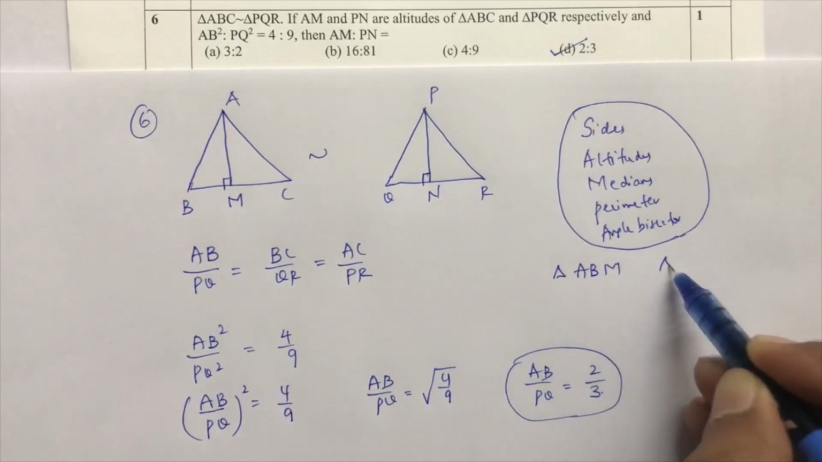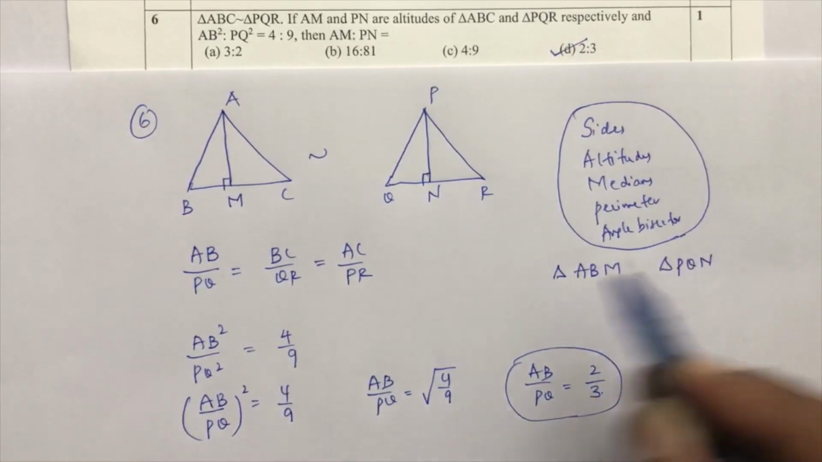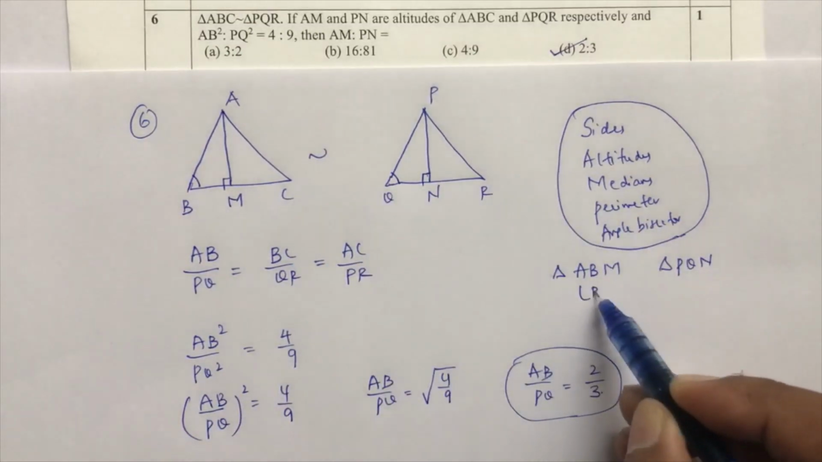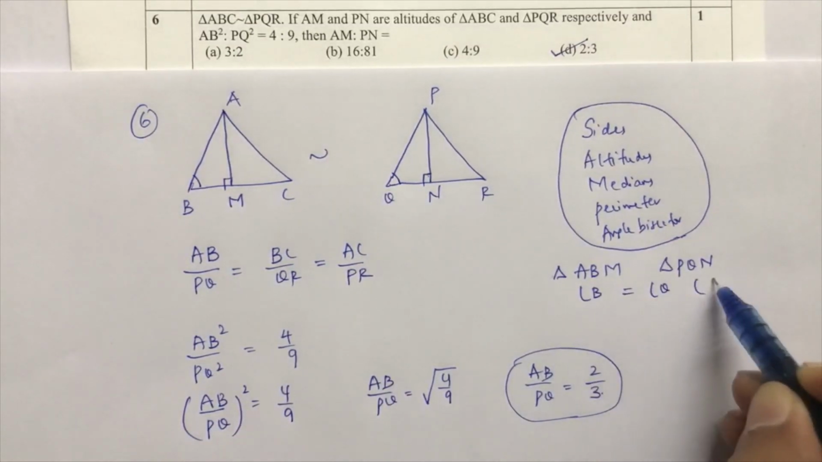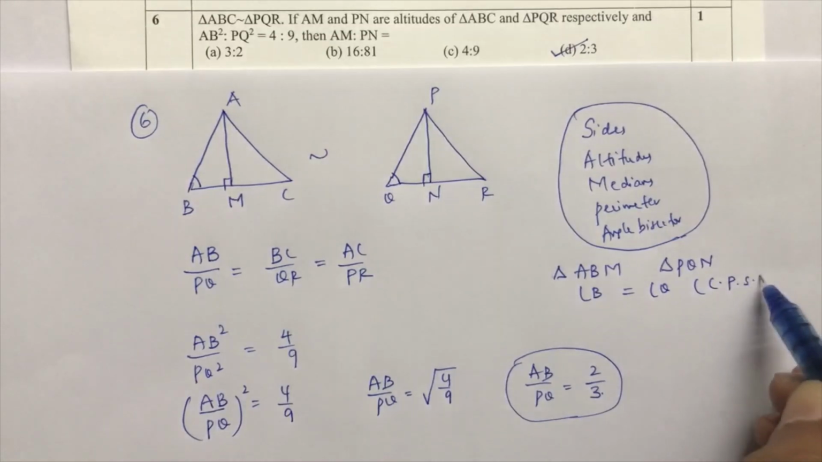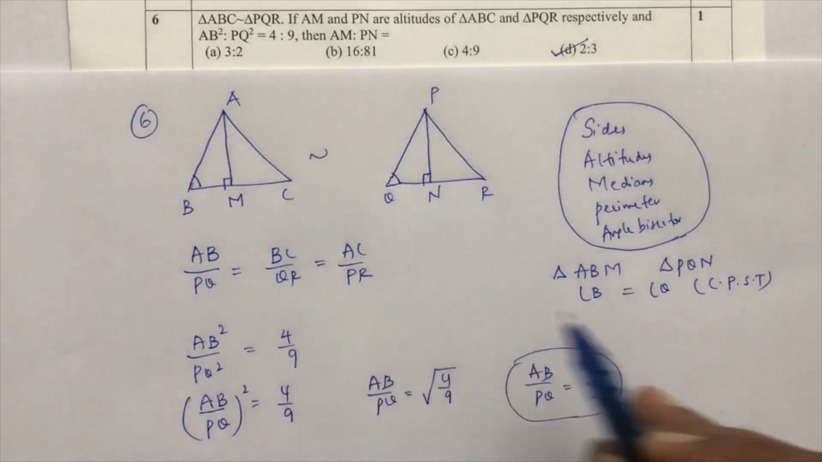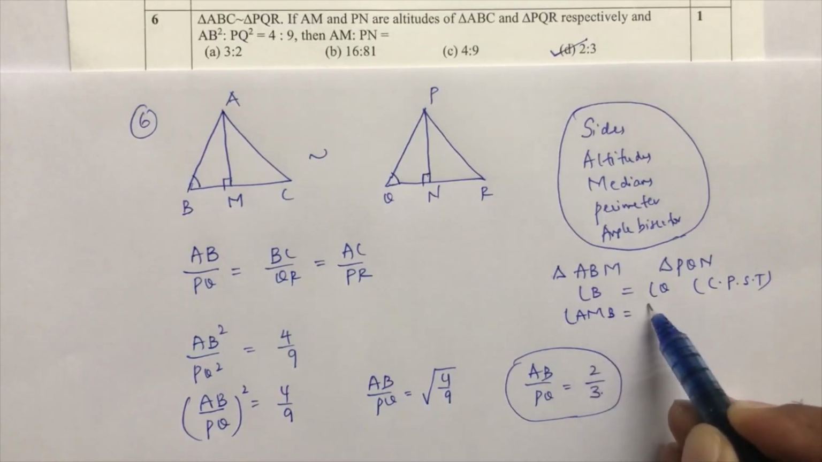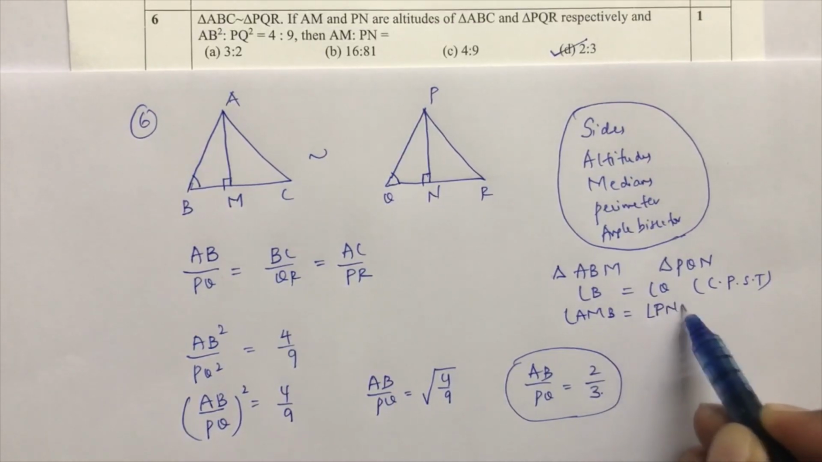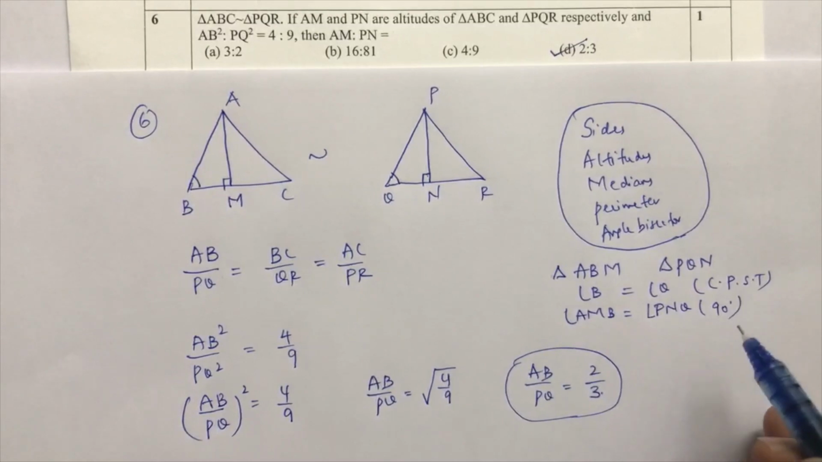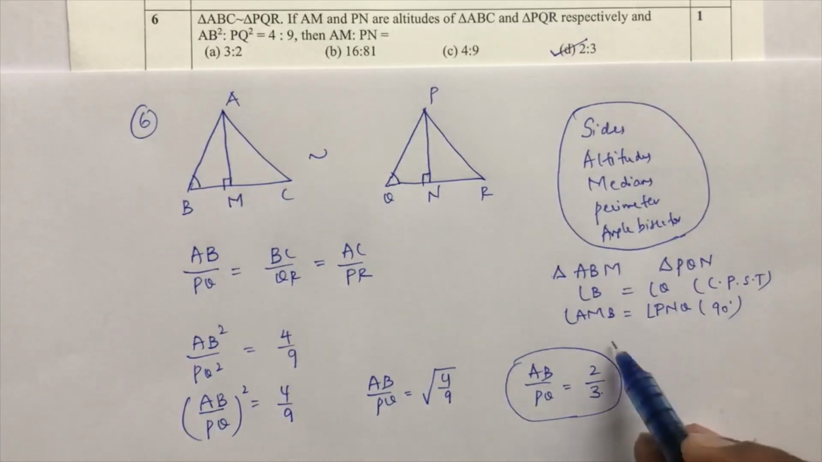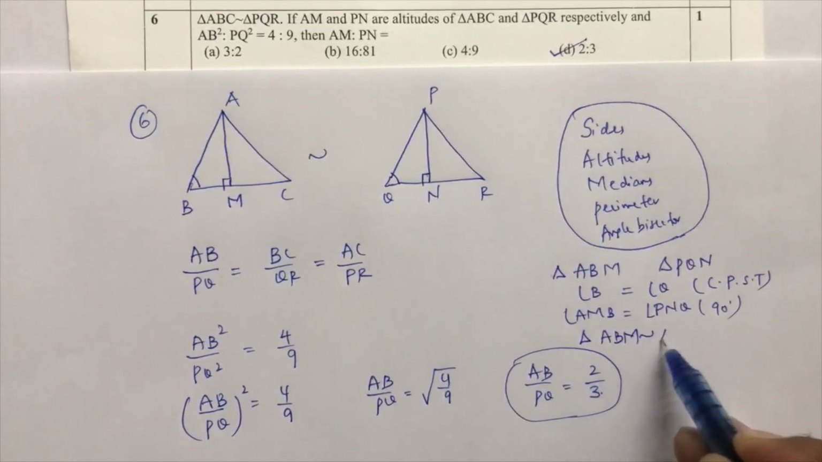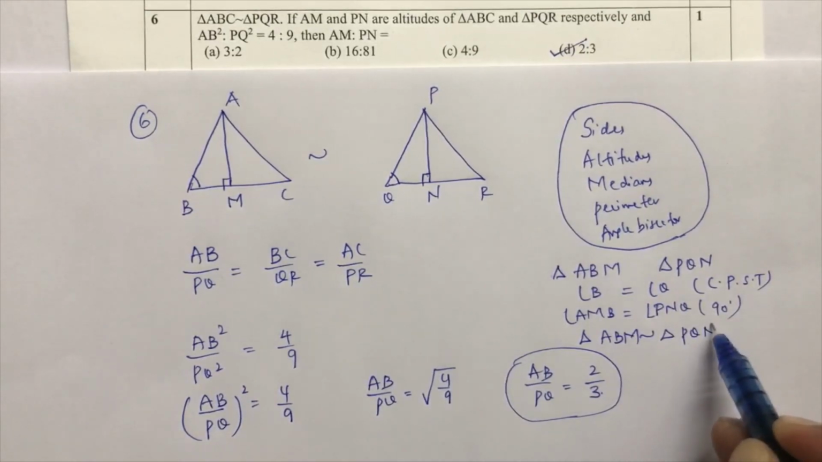Take these two triangles, triangle ABM and triangle PQN. As the triangles are similar, angle B equals angle Q, corresponding parts of similar triangles, and angle AMB equals angle PNQ, the reason being altitudes are 90 degrees. By the AA criterion of similarity, ABM is similar to PQN.